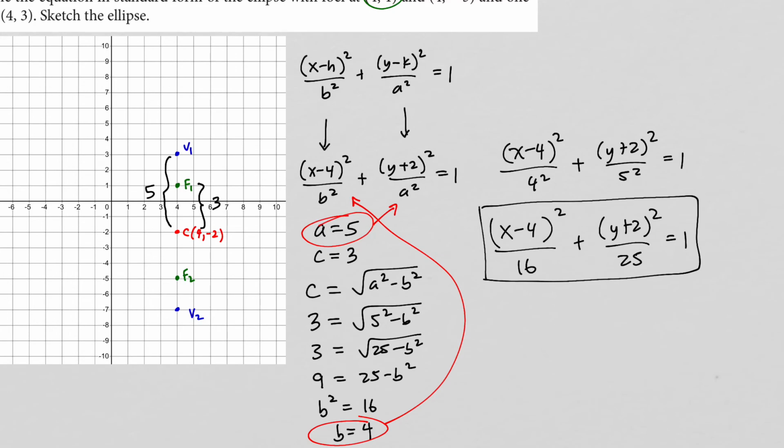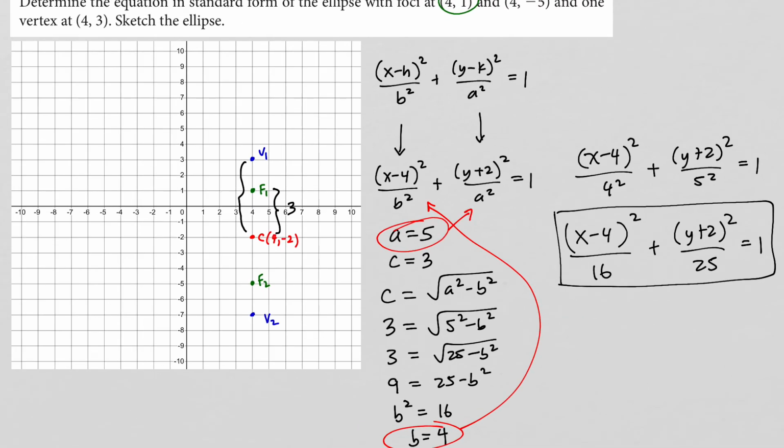And now we'll just finish the sketch of what this graph should look like. So let me go ahead and erase what I don't need in here. Let's erase the center. And we know that the value of b is 4 units. So we're going to go from the center 4 units to the right and 4 units to the left. And then we can go ahead and sketch our ellipse, which should look something like this.